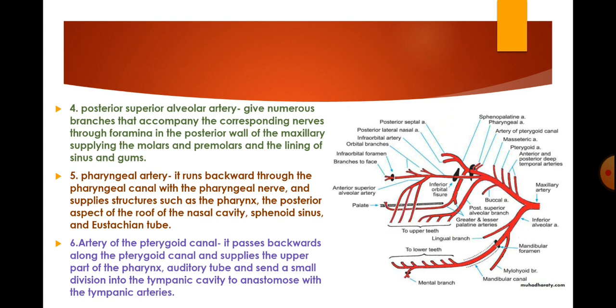Artery of the pterygoid canal. It passes backward along the pterygoid canal and supplies the upper part of the pharynx and auditory tube, and sends small divisions into the tympanic cavity to anastomose with the tympanic arteries.